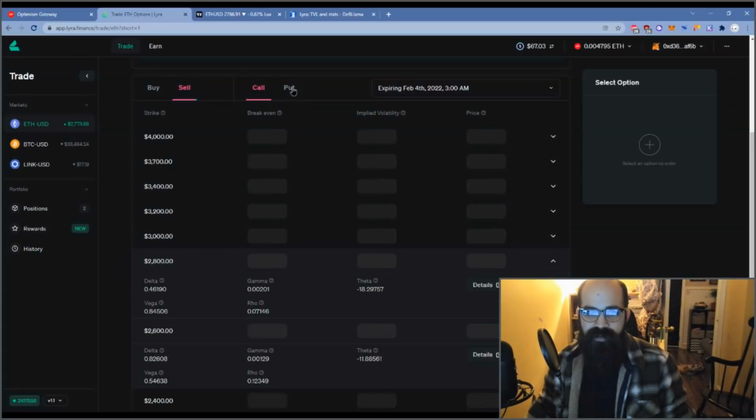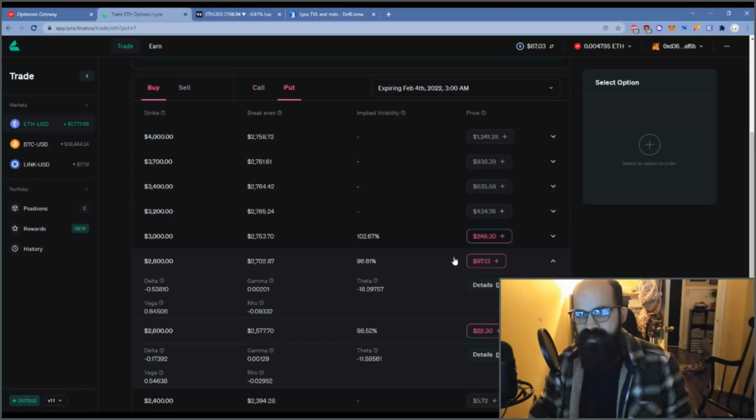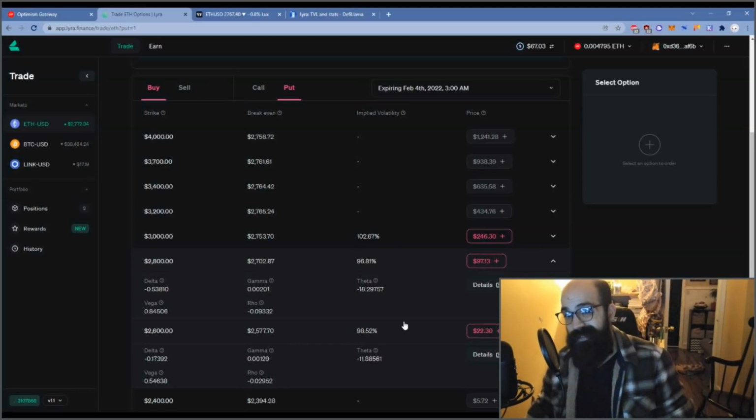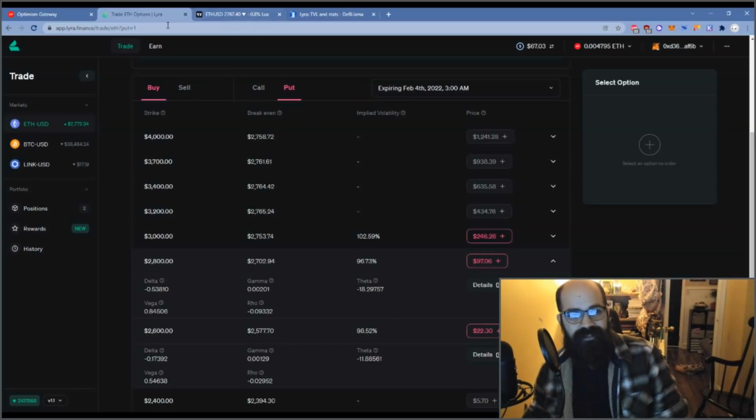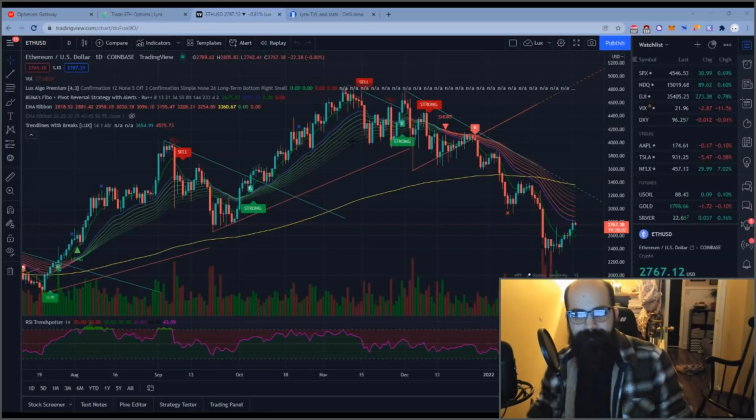Now you can also buy these and flip them as well. So if you're bearish on Ethereum, and I'm kind of bearish on Ethereum right now given the macro trend of the market, if you are bearish, this would be a perfect time to buy a put. You know what? I might even buy it.